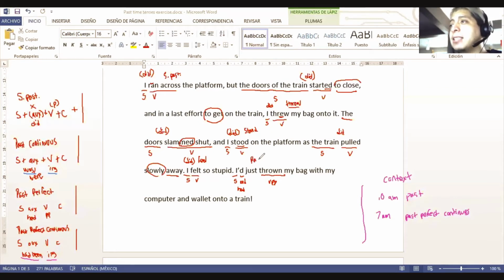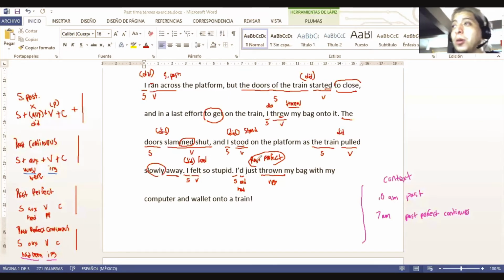This is the past perfect. Why the past perfect? Because this is the past of the past. First, he threw his bag onto the train, and after that, next, he felt so stupid. I felt so stupid. I had just thrown my bag with my computer and wallet onto a train. So first, he threw the bag, and after that, he felt so stupid.